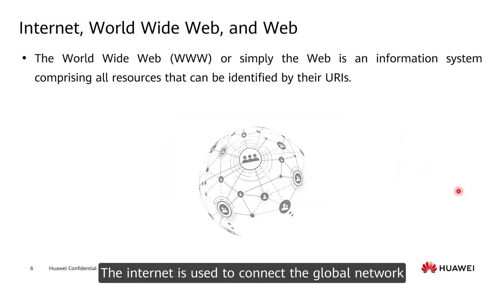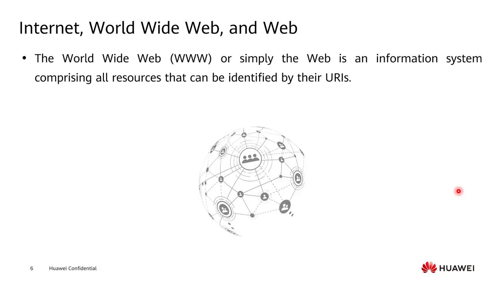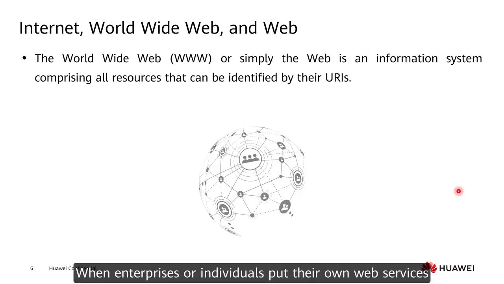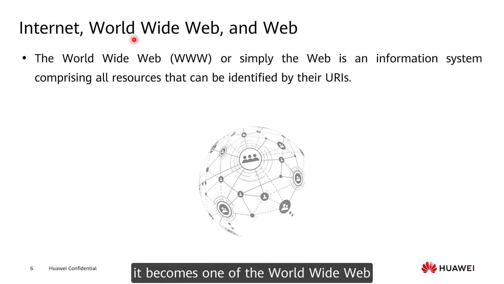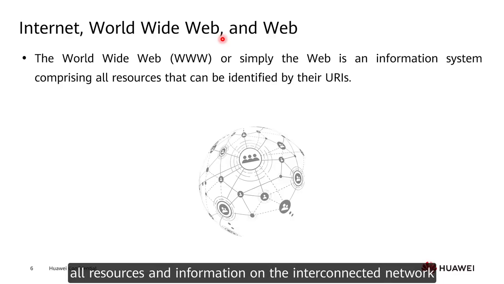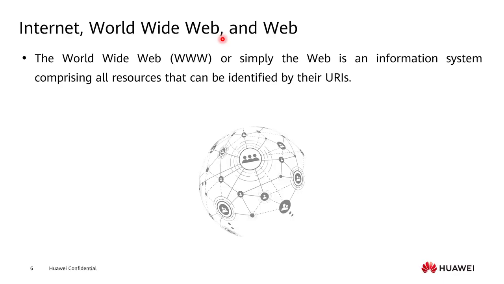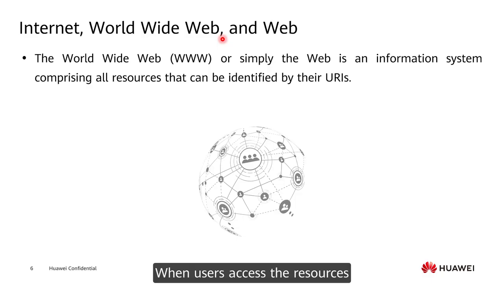The Internet is used to connect the global network. When enterprises or individuals put their own web service on the Internet, it becomes part of the World Wide Web. The World Wide Web is a system composed of all resources and information on the interconnected network. When users access the resources, they need to input the address. All of these addresses usually use www, 3W, that is World Wide Web.